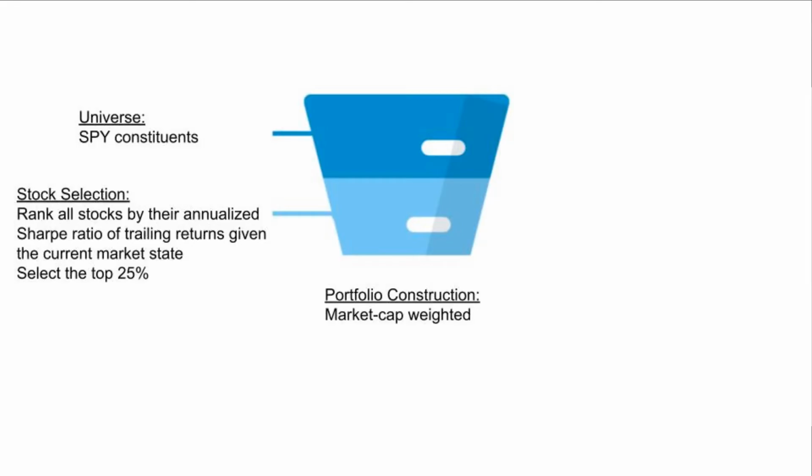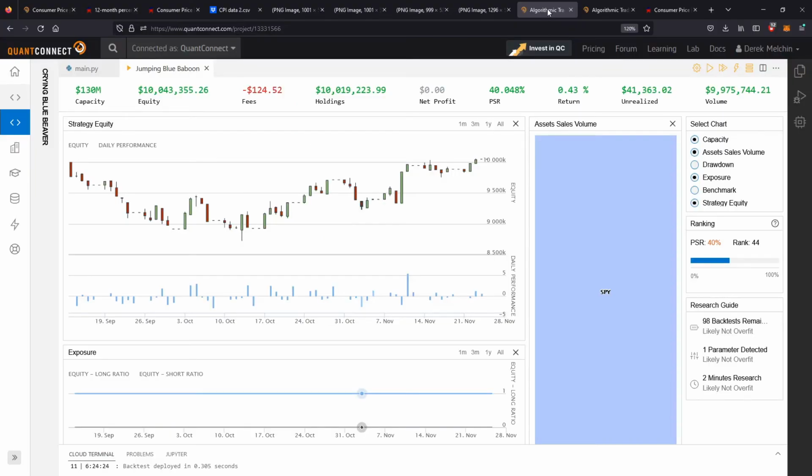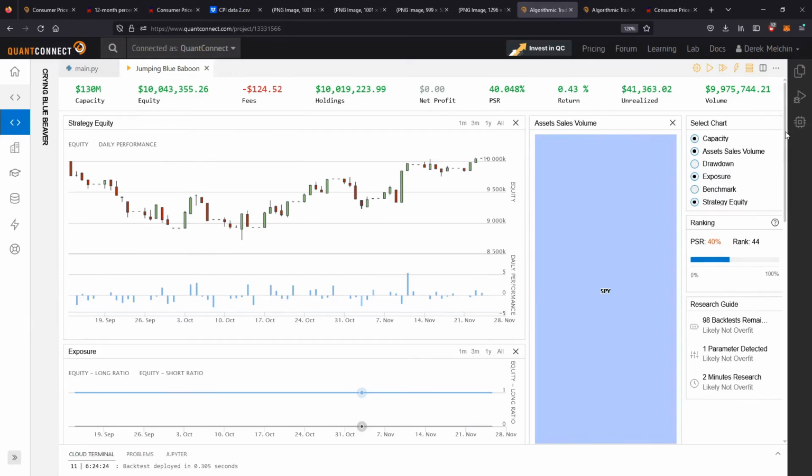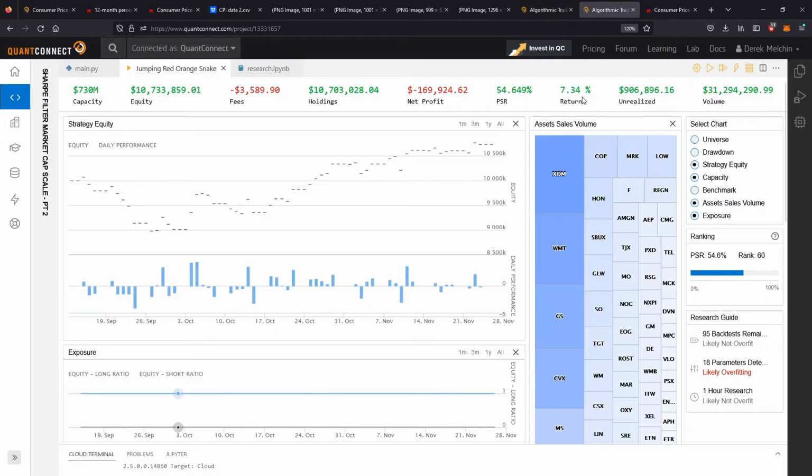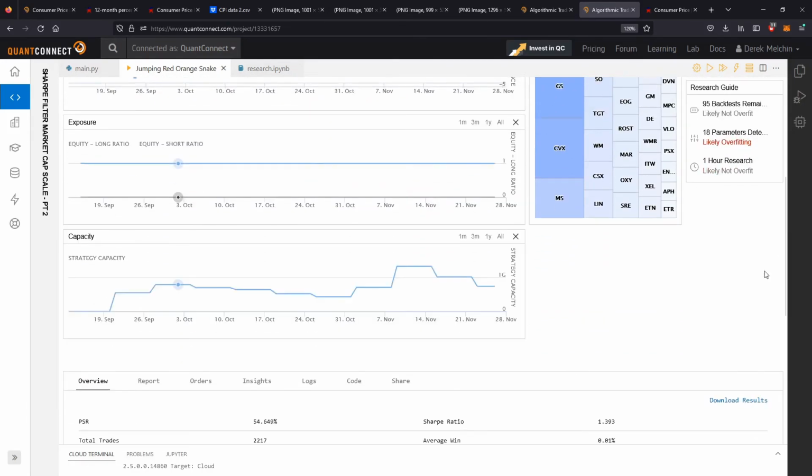The out-of-sample period consists of data from September 13th to November 23rd. During that time, the SPY benchmark achieved a 0.43% return and a Sharpe ratio of 0.569. In contrast, the strategy achieved a 7.34% return and a Sharpe ratio of 1.393. Therefore, the strategy continues to outperform the underlying ETF during the true out-of-sample period.